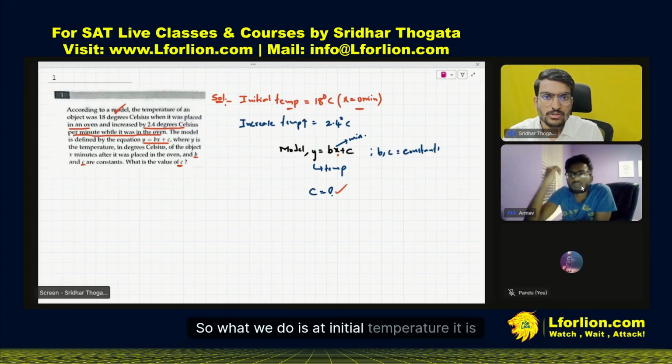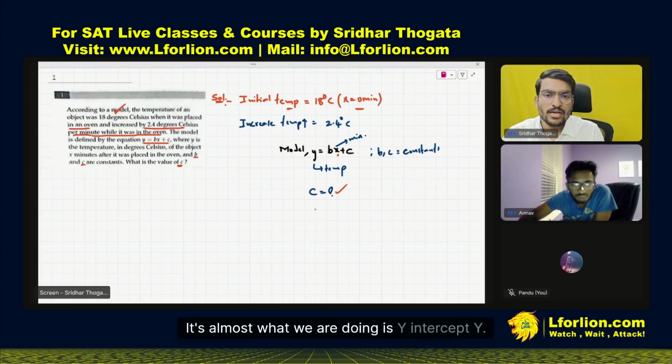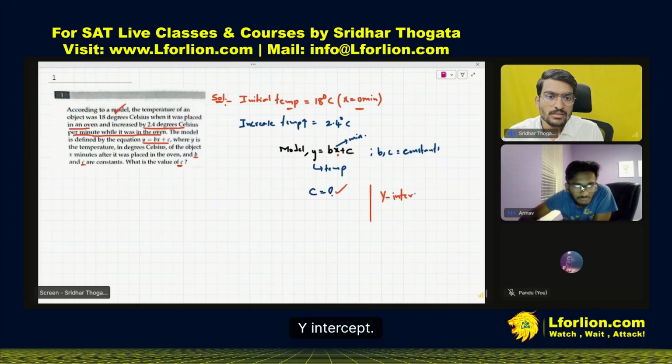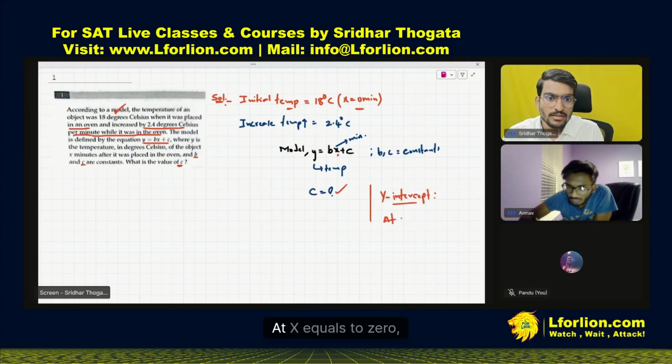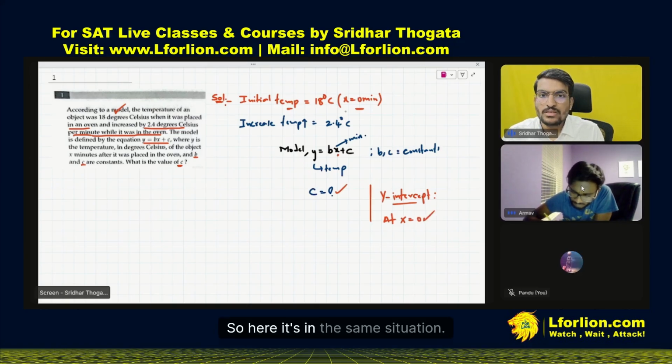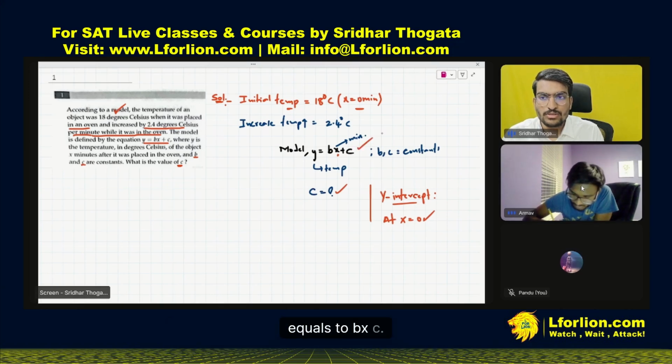So what we do is at the initial temperature, x is 0, so we can easily find it. What we are doing is essentially the y-intercept. What do we know about the y-intercept? We get the y-intercept when x equals 0, y equals something. Here it's the same situation, following the same model equation, which is y equals bx plus c.